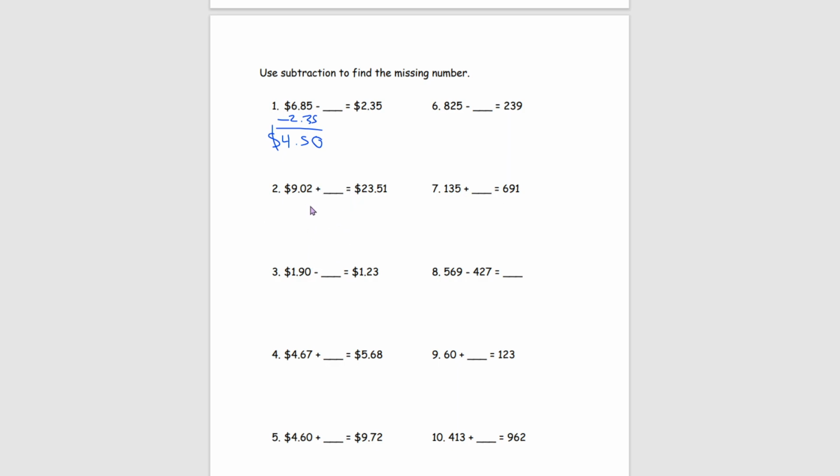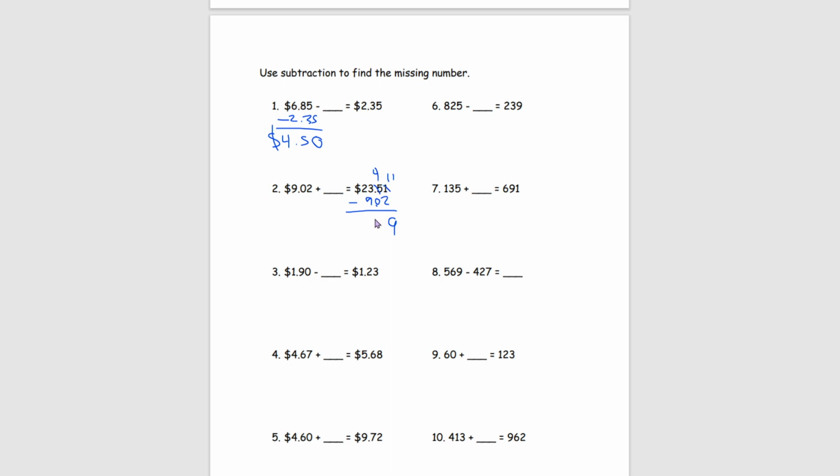For number 2, however, this time we have $9.02 plus blank equals $23.51. And this time, instead of subtracting the sum, we're going to be subtracting the added. So we have $23.51 minus $9.02. 1 minus 2 is impossible, so we're going to have to borrow this 1 from this 5. This 5 becomes a 4. This 1 becomes 11. 11 minus 2 equals 9.